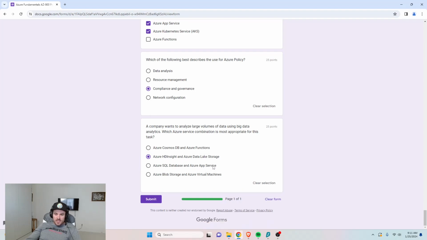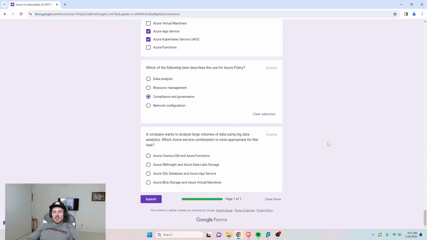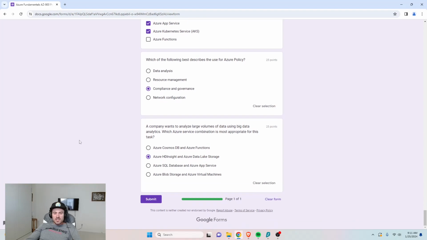SQL Database and Azure App Service, again, not for data analytics. Blob Storage and Azure VMs, not for data analytics, all right? So this is kind of a nice question too, because even though we haven't really talked much about HDInsight and Data Lake Storage, because we have talked a lot about these other services, you can really infer that they're not used for data analytics, which only leaves one remaining answer, which I believe is the right answer.